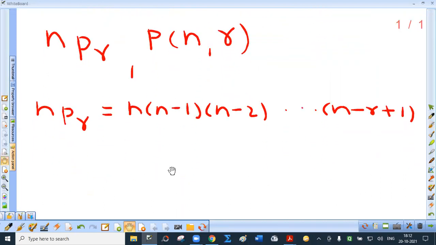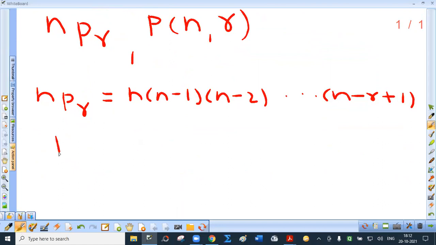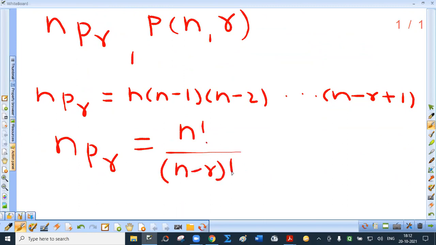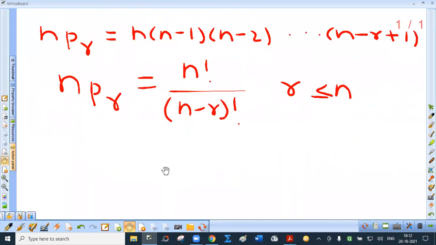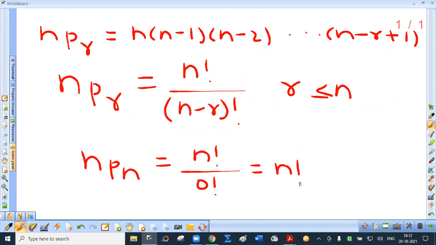But if you want to express this in terms of factorial, then nPr can be written as n factorial upon (n minus r) factorial. Clearly, r has to be less than or equal to n. What will be nPn? nPn is nothing but n factorial upon (n minus n) factorial, that is 0 factorial, which is 1. So n factorial. Do not waste time in finding, say, 7P7 or 11P11. Directly you can say 7P7 is 7 factorial, 11P11 is 11 factorial.